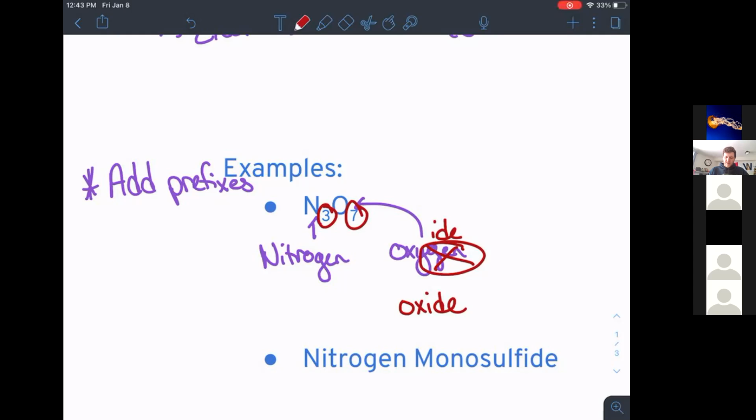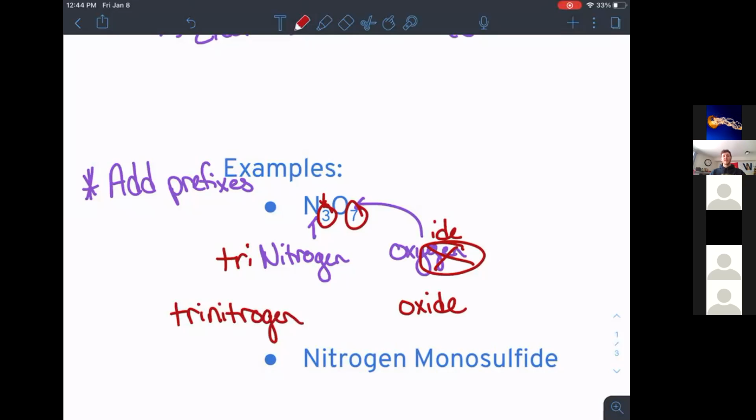So the prefix for 3, does anybody remember that prefix? Isn't it 3 lines? That's for Roman numerals. But the prefix is the letters that go in front of the element name. So if we think of an octagon having 8 sides, the Tri. Perfect, tri. So tri goes in front of nitrogen to create trinitrogen.